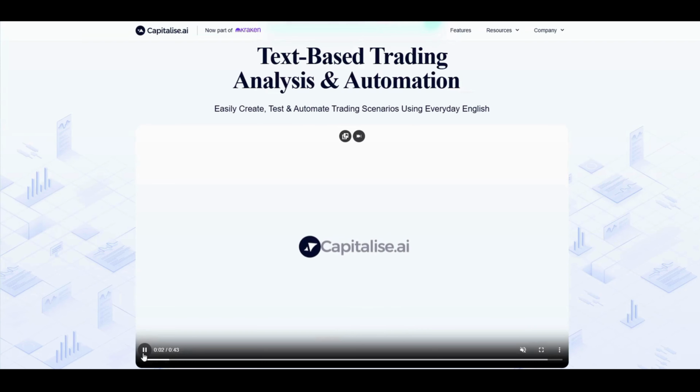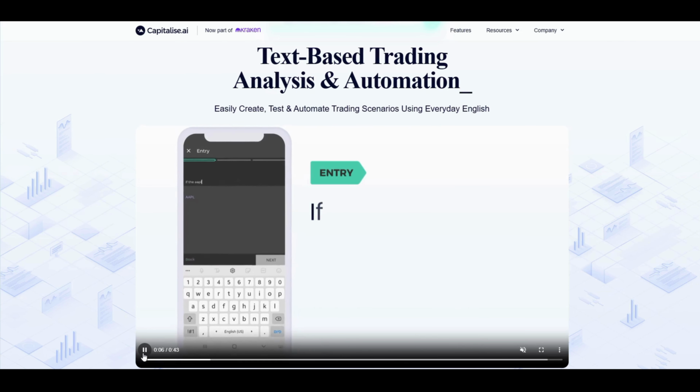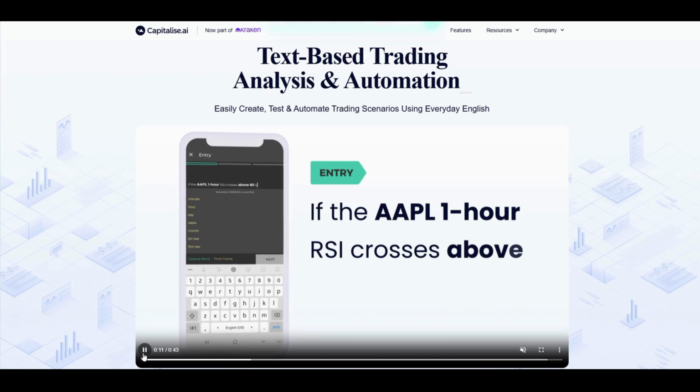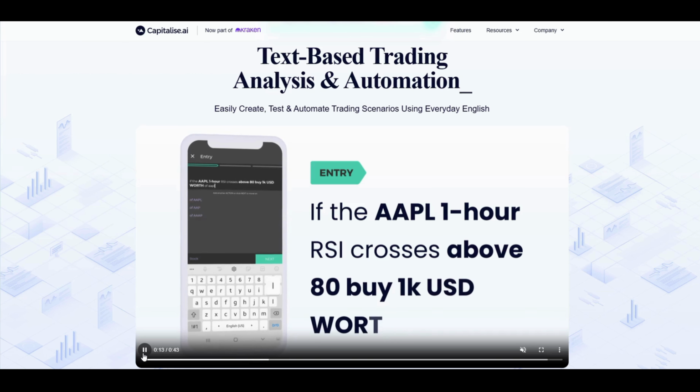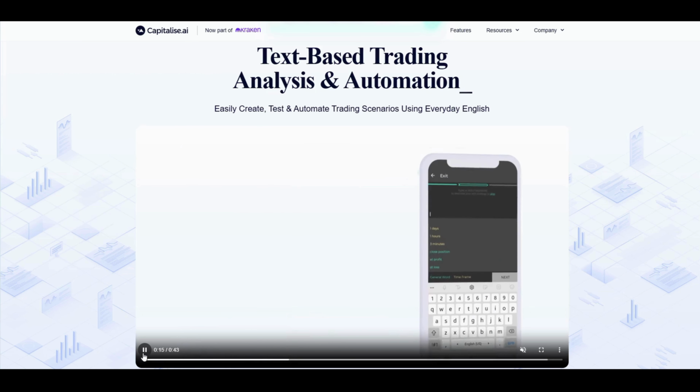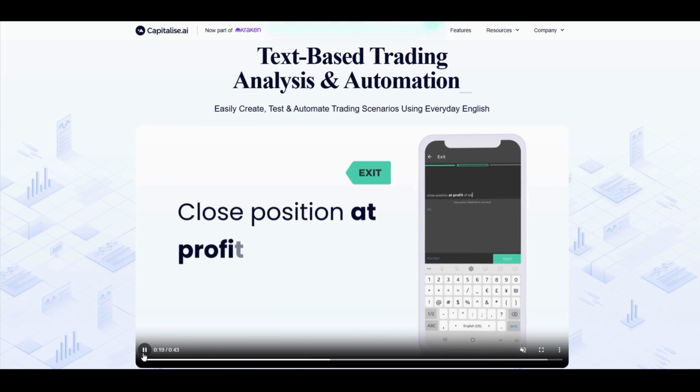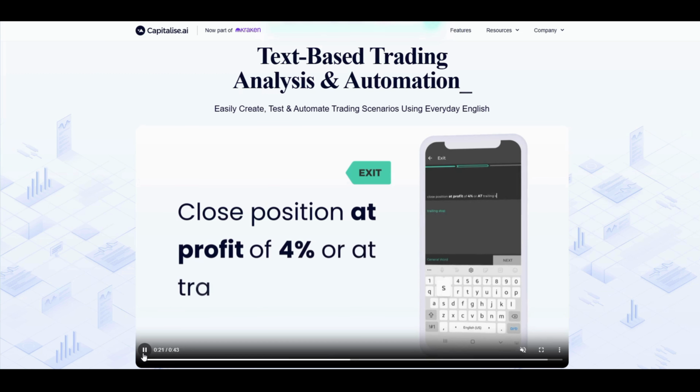The next step is Capitalize AI. This platform is interesting because you can create strategies using normal English. For example, buy Bitcoin if RSI goes below 30, and the platform turns that into an automated strategy. This is a great way to learn trading logic without writing code.